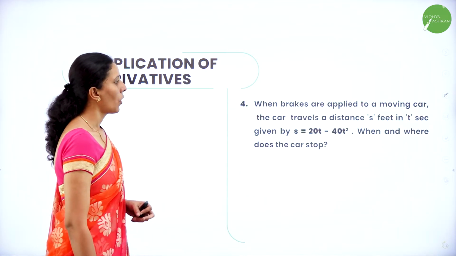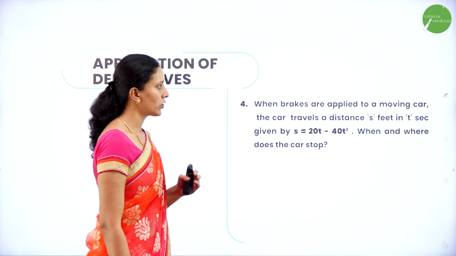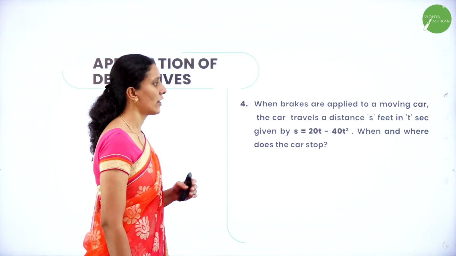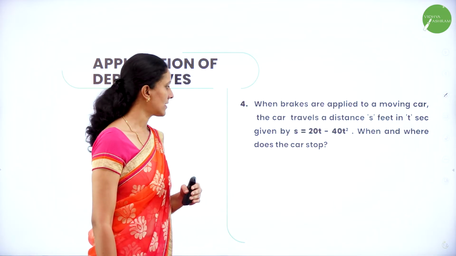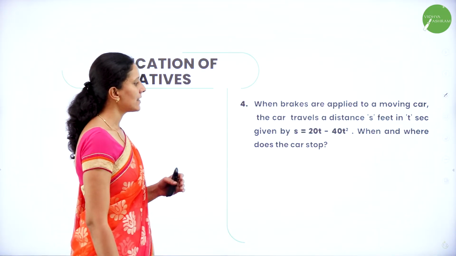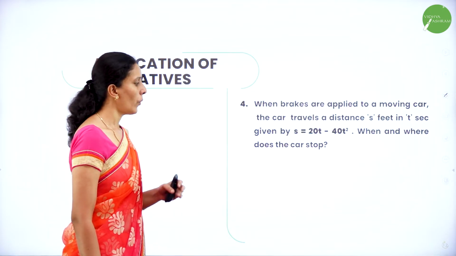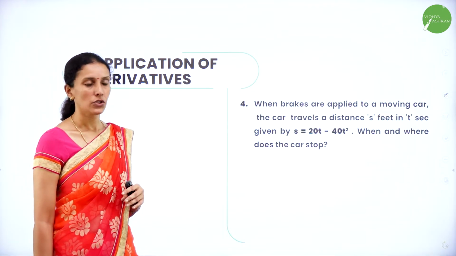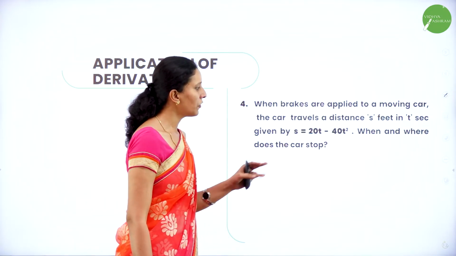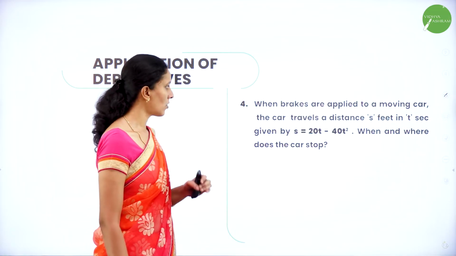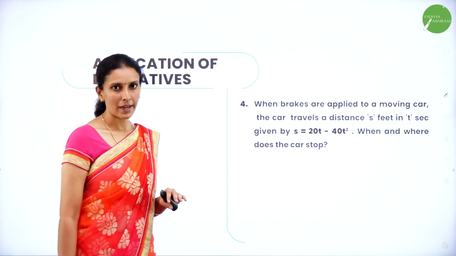Next, when brakes are applied to a moving car, the car travels a distance s feet in t seconds, given by s is equal to 20t minus 40t square. When and where does the car stop? Now, we have to find the time. Also, where does it stop? Whenever the brakes are applied to a moving car.